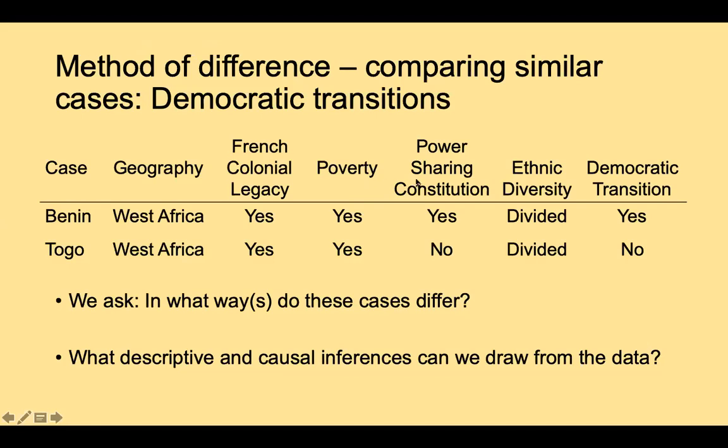Santiago says, from the information that we have, the only difference we see is that one country had a power sharing constitution while the other did not. Therefore, using the method of difference, we can test the hypothesis that a power sharing constitution leads to a country fully transitioning into a democracy.